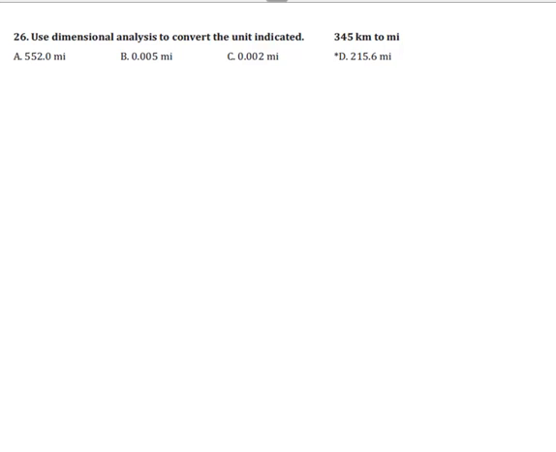Use dimensional analysis to convert the units indicated. 345 kilometers to miles. 345 kilometers. I'm going to have kilometers in the denominator and miles in the numerator because we want our final answer to end up in the miles unit. This is a case where you need to know how many miles are in a kilometer or how many kilometers are in a mile. You need to know the relationship between these.